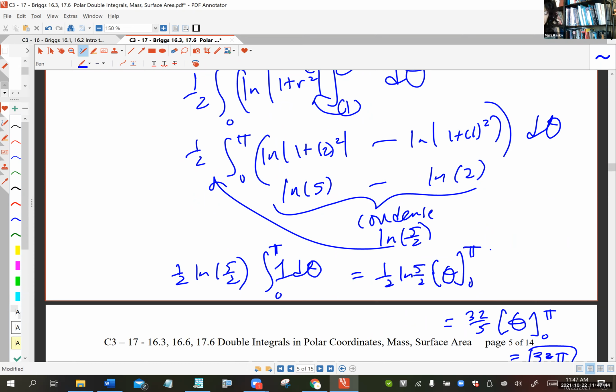But then evaluate theta between 0 and pi. So your final answer is 1/2 ln of 5/2 times pi. A weird number there. Okay. Everybody okay with that?